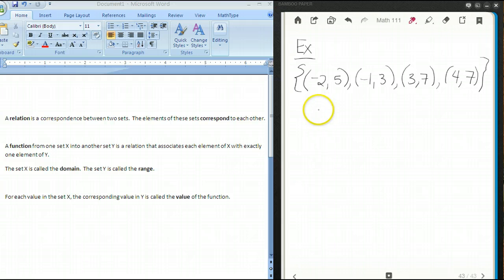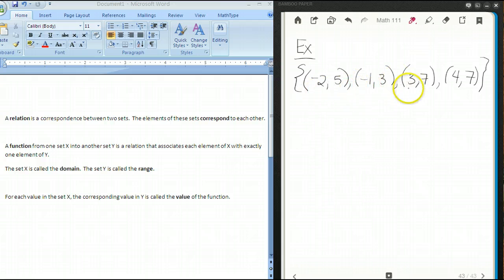So what is our restriction for determining if it's a function? We look to see if there's a value of x that corresponds to two different values of y. Is there a value of x corresponding to two different values of y? Well, let's look through our list of ordered pairs here. In this one, it says -2 goes to 5. Okay. -1 goes to 3. Well, that value of x is not a repeat.